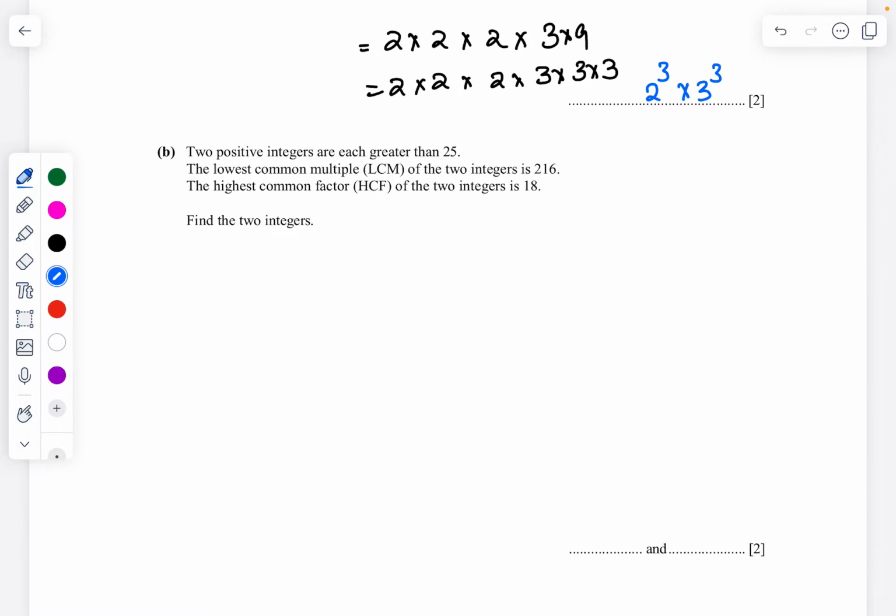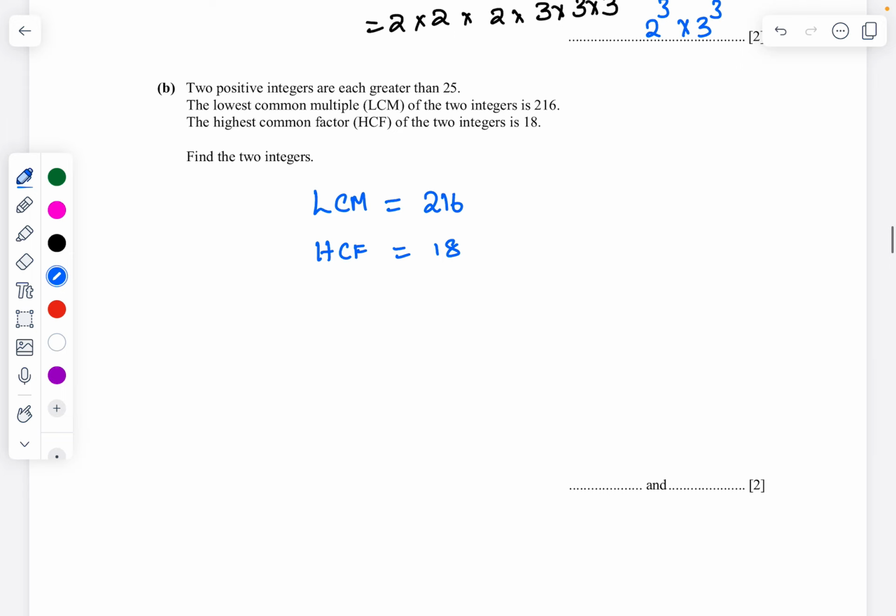Two positive integers are each greater than 25. The lowest common multiple, LCM, is 216 and highest common factor is going to be 18. Now, what is the thing? He is asking us to find out what the numbers are. So the highest common factor is 18. So basically it can be 18, 36, 54, multiples of 18, 72, 108.